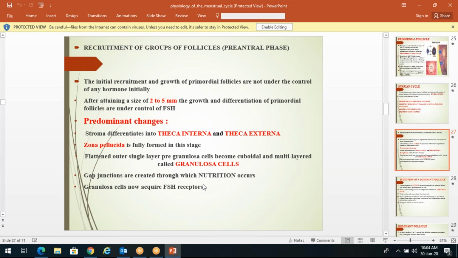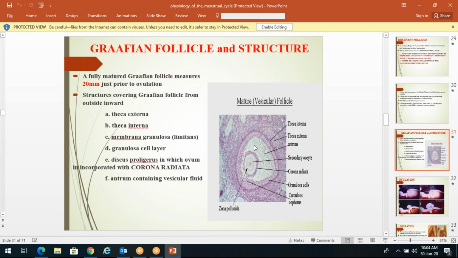So what is the structure of the Graafian follicle here? This is the theca externa. This layer is the theca externa. This is the theca interna. So this is the thecal layer. And after the thecal layer, what we see here is the granulosa layer. And this is the antrum filled with the antral fluid.